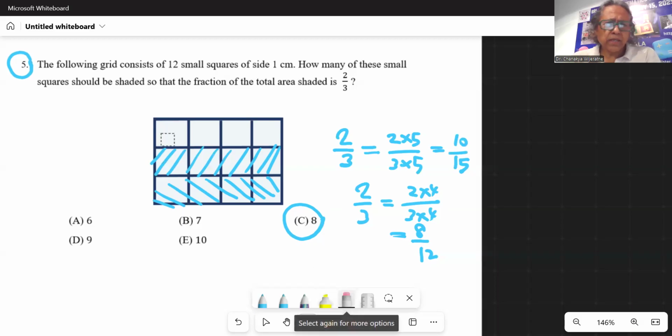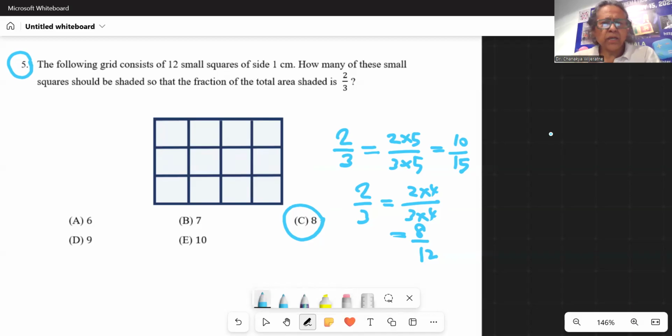But it also tells us that you can shade any 8 squares. This one, this one, this, 5 more: 4, 5, 6, 7, 8. So as you can see now, again, the total area shaded is 2/3.